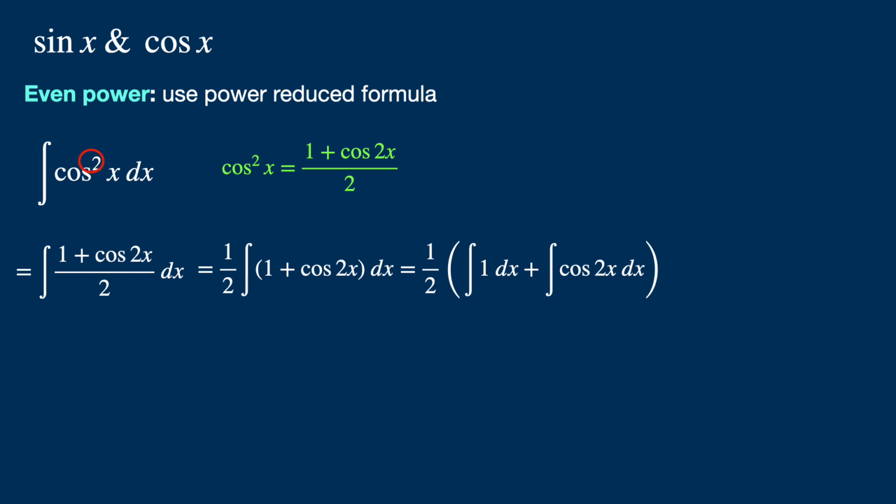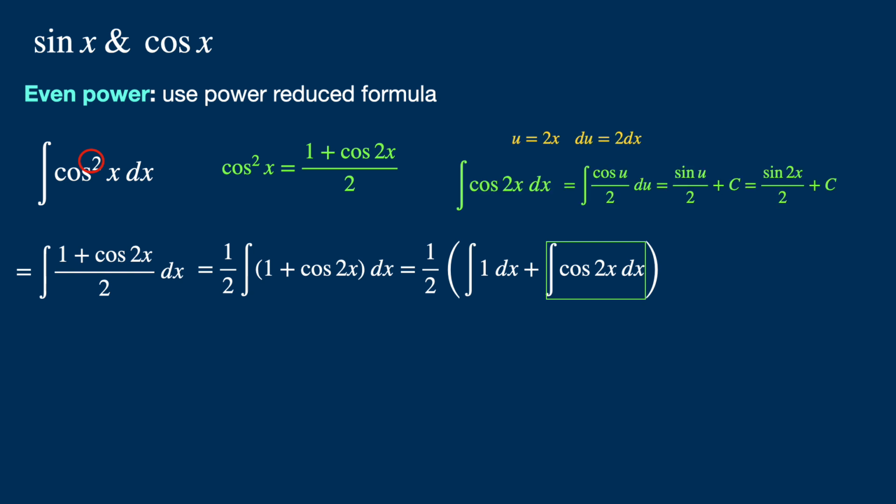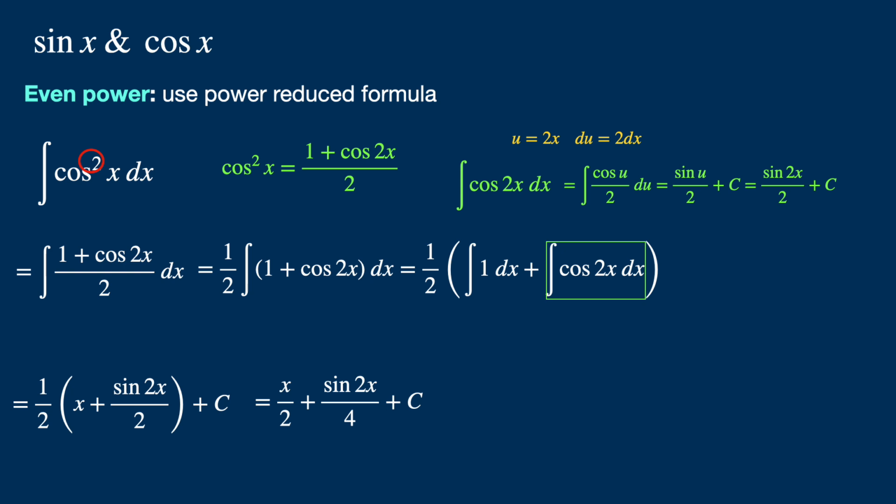We did this in previous slides. Separate it, find the integral of cosine 2x dx, exactly the same thing. That's going to be sine 2x over 2 plus c, plugging back. One half, the antiderivative of 1 is x, plus sine 2x over 2 plus c. Distribute the one half: you have x over 2 plus sine 2x over 4 plus c. That's how we study sine and cosine with even or odd powers.